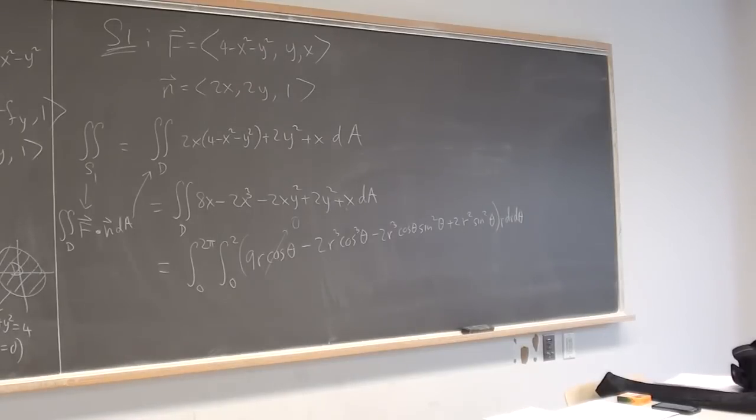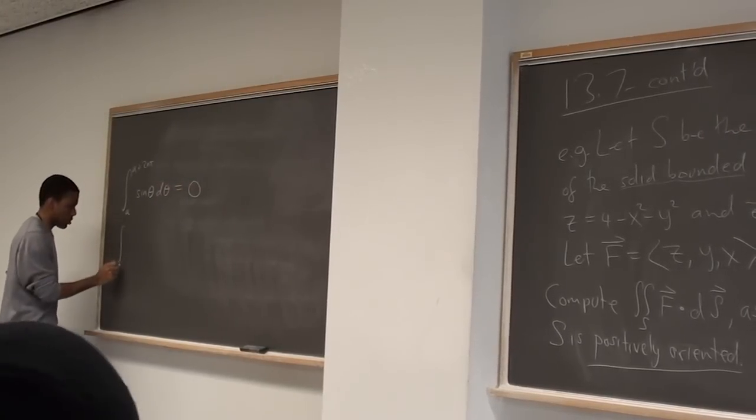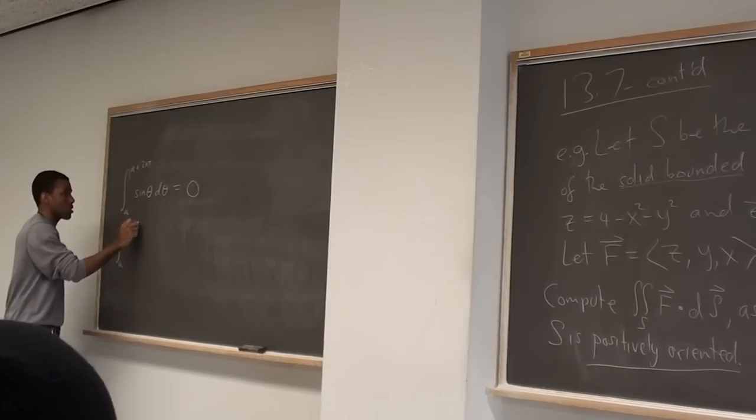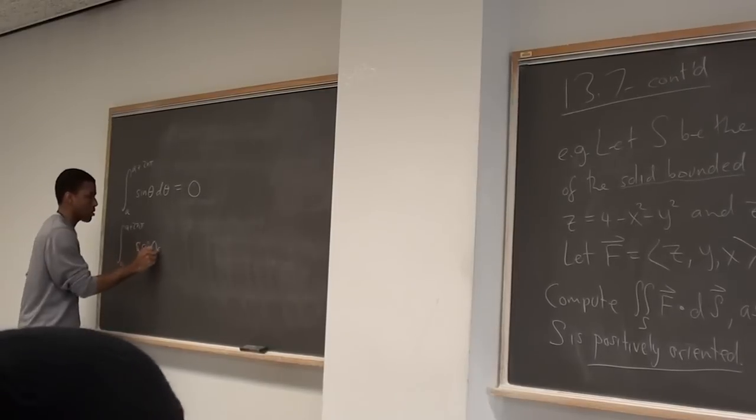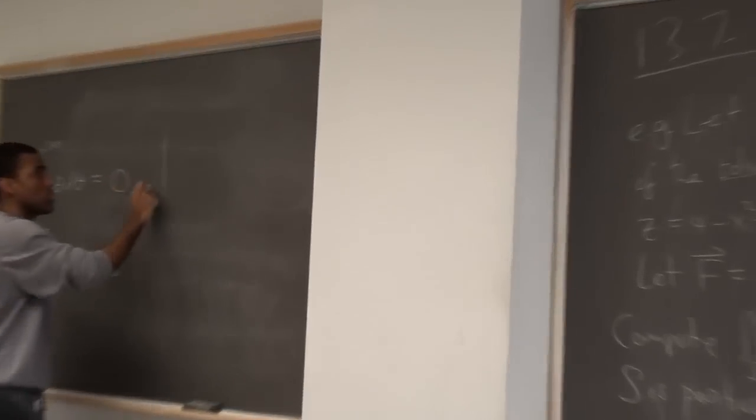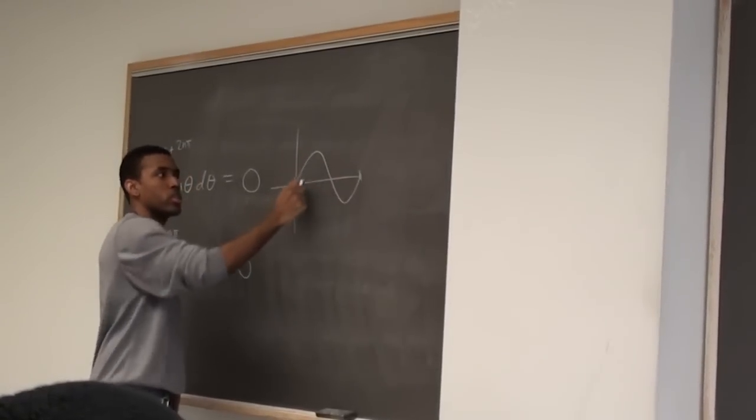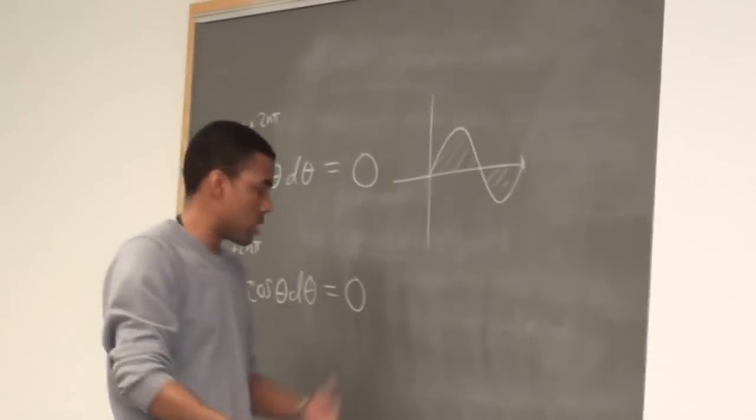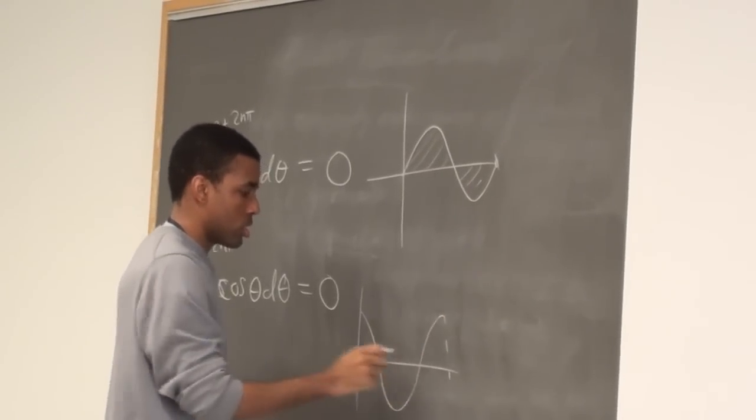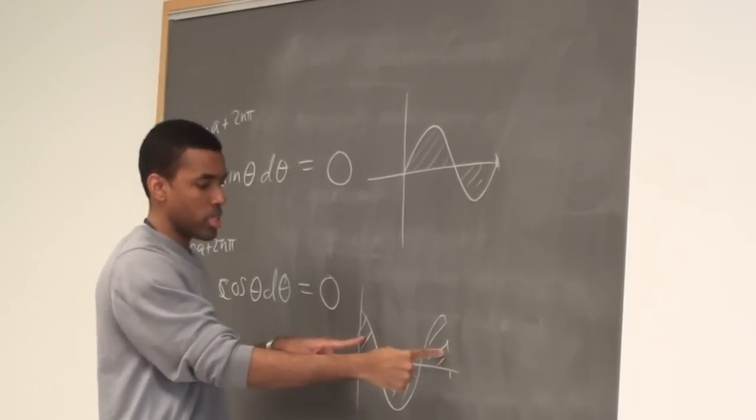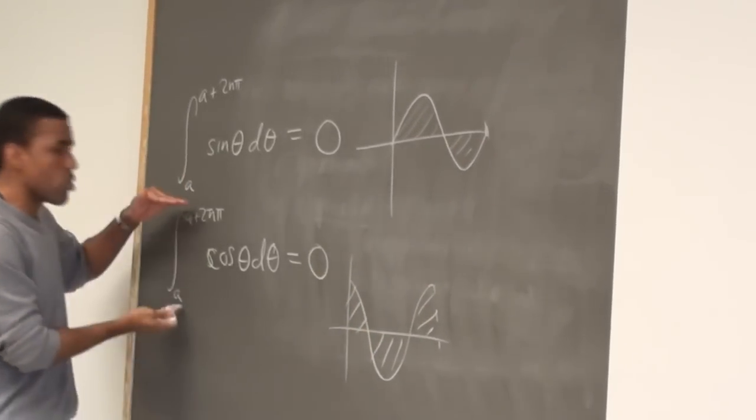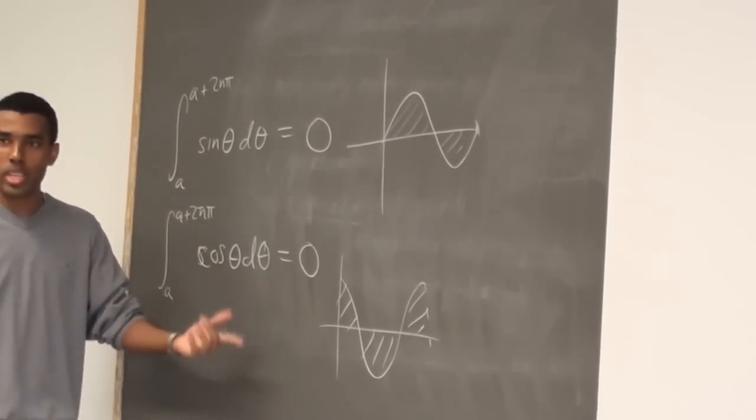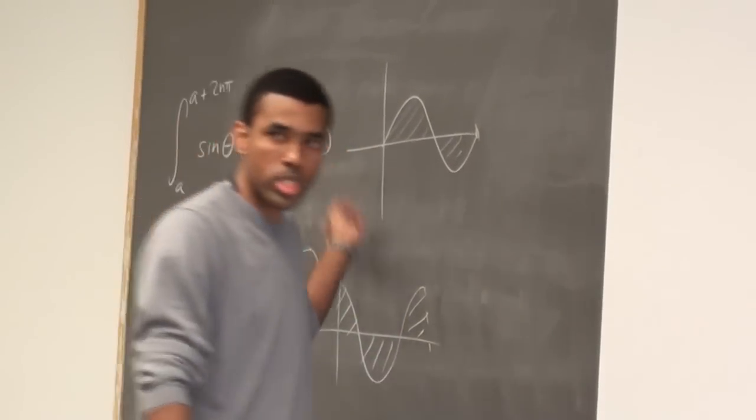If you integrate from a up to a plus any multiple of 2 pi of sine, you always get 0. Same thing for cosine. The idea is you're looking at the area. In a full period, the area here and the area here are equal, so you always get 0. Same thing for cosine. These two positives and this negative one cancel each other. So once you integrate over a full period or several periods, you'll always get 0 because your positive areas will kill the negative areas. This happens for sine and cosine.